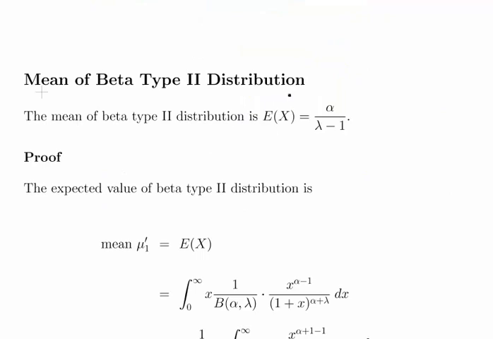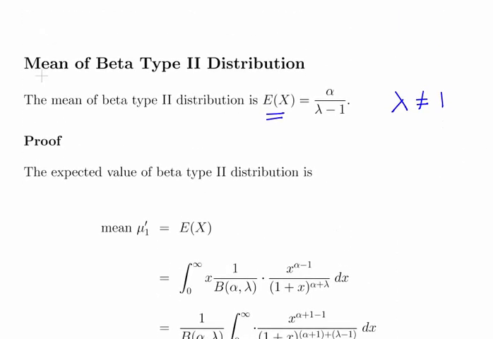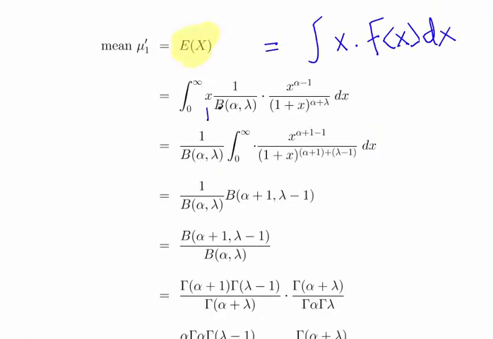Now, for the mean of the beta type 2 distribution, what we have to show is that the expected value of x equals alpha divided by lambda minus 1. You can assume that lambda is not equal to 1, and in fact you can assume it's greater than 1. But anyway, we'll keep to the key remark here that we want to demonstrate this. Essentially what we want to do is calculate the expected value of x, and that is the integral of x times the PDF dx. So there we have x.